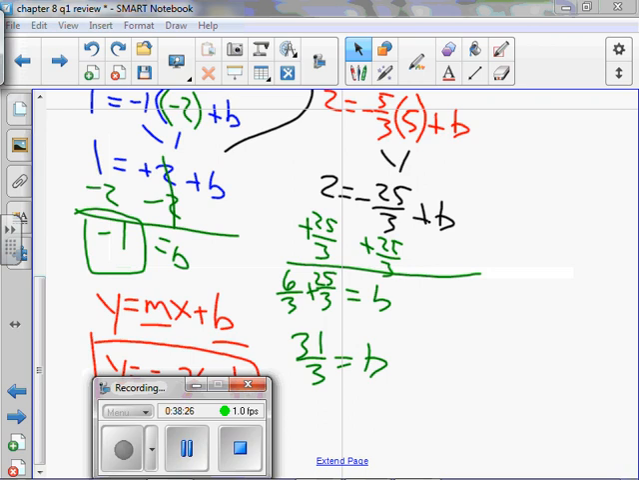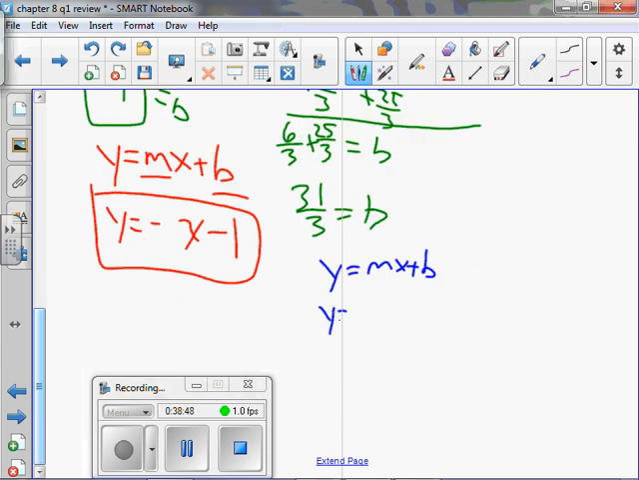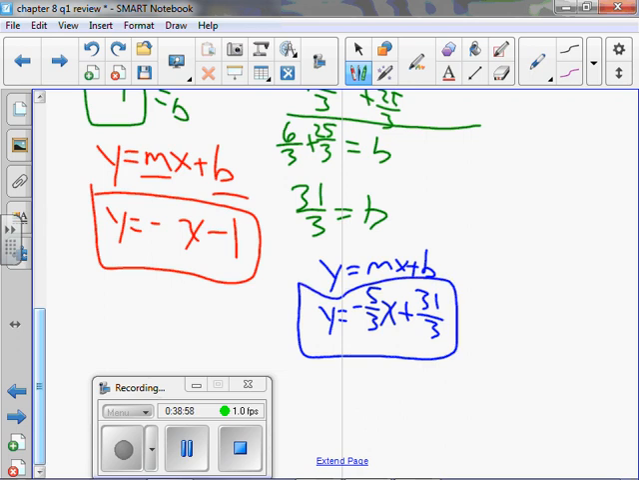Okay, so now that we have b, we are actually done with our equation. So all we need to do is put our slope and our b back in place. Y equals mx plus b. So we look up here, my slope was negative 5 thirds. So y equals negative 5 thirds x, and then plus b, which is 31 thirds. We're going to leave this all as fractions because it doesn't simplify and it's easier to work with that way. And so we're done at that point.